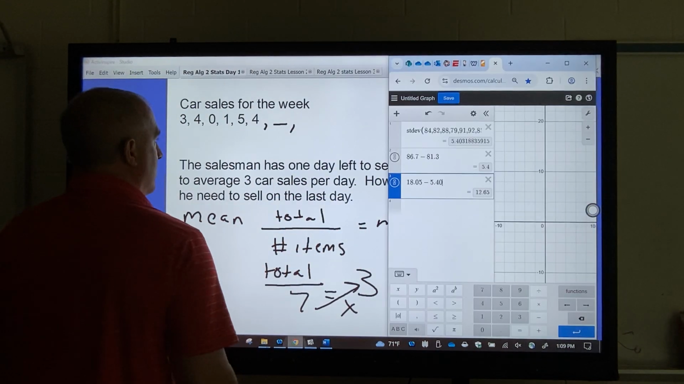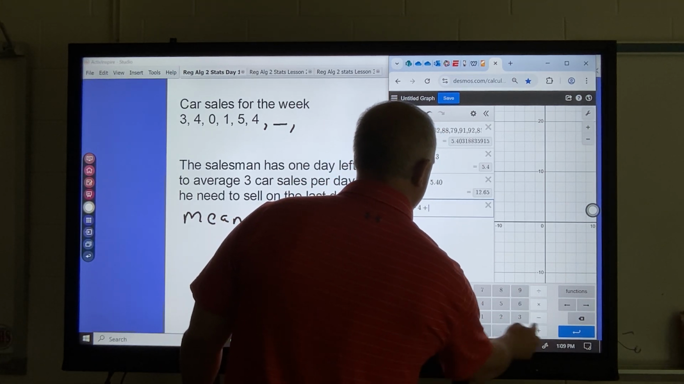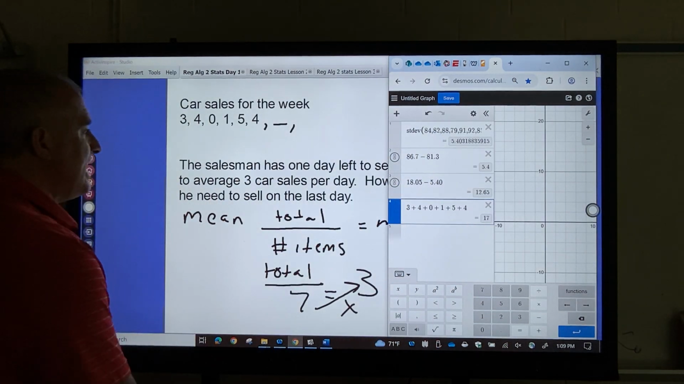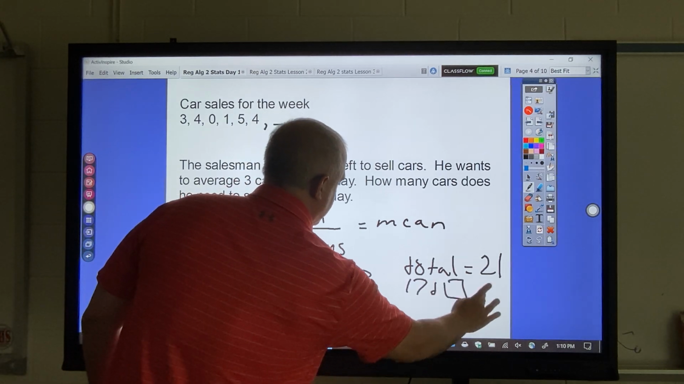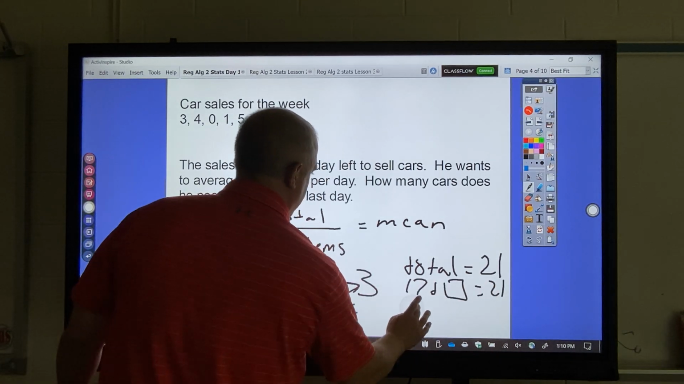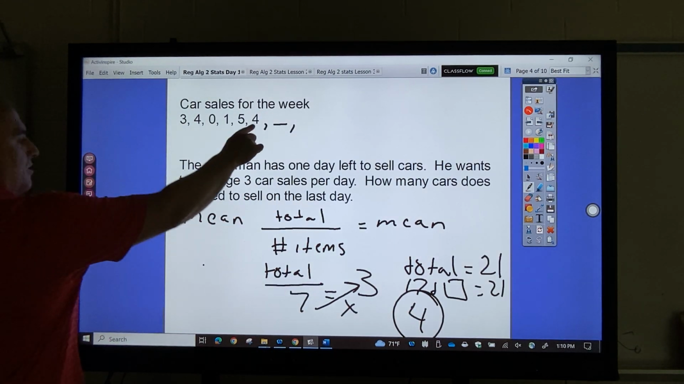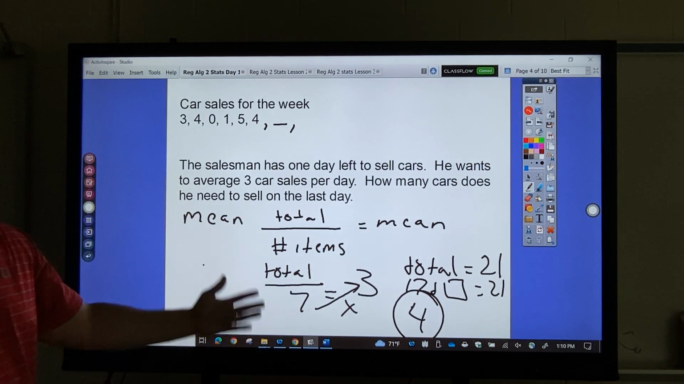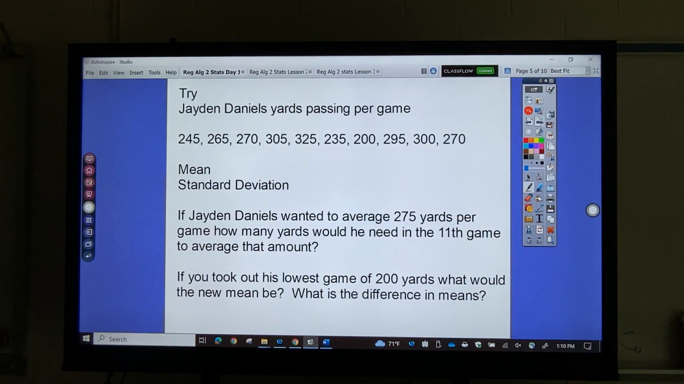Well, what do I have so far? 3 plus 4 plus 0 plus 1 plus 5 plus 4. I have 17. So my current total is 17. What would I need to do to get to 21? Well, that's going to be 4. Now you could do it this way: you could total these up and have 17 plus the extra day. There's a lot of different ways you can do it, but that's what we're doing there. So here's what I'd like you to try on your own. This problem.